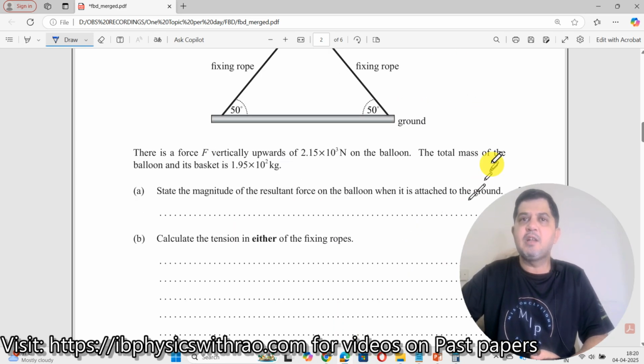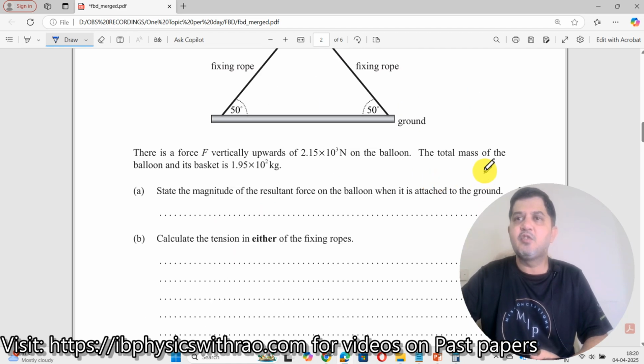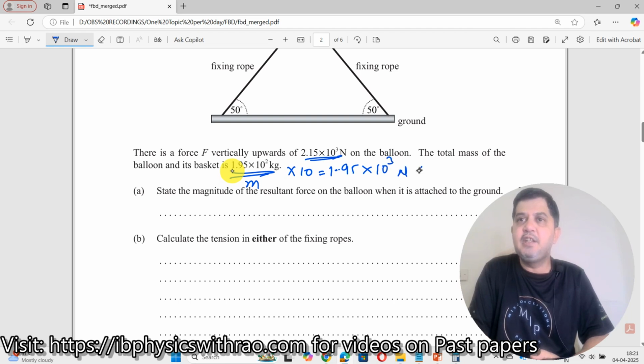Then the total mass of the balloon and its basket is seen to be 1.95 into 10 square kg. So 1.95 downwards. Total mass of the balloon and its basket is so much. Look into it, this is mass. But what do I need? See here, this is force, and here it is mass. So what I should do is multiply this by 10 to give rise to 1.95 into 10 to the power of 3 Newton. This is what I should get, right? So this will be the force now.